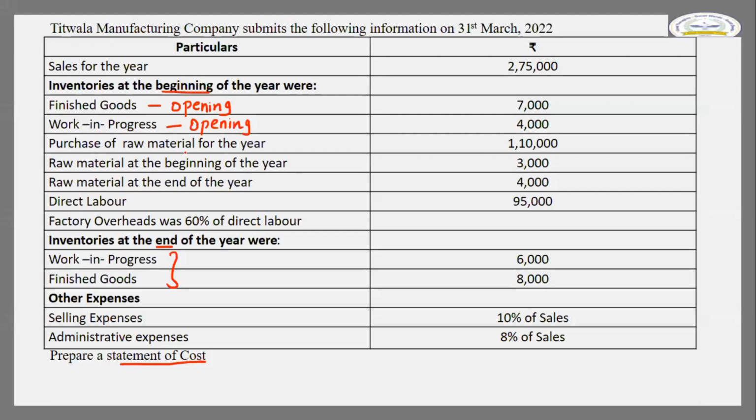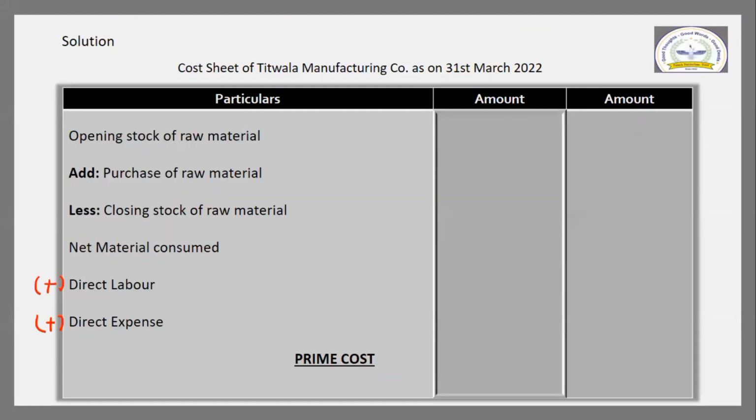Next is given purchases of raw material. Purchases of raw material for the year. This means this is going to go in raw material. So here we'll write purchases of raw material, and the amount is given 1,10,000 rupees. So we'll write 1,10,000 rupees in the inner column, because this is the format of opening stock of raw material, add purchases of raw material and less closing stock of raw material. Then we'll get net material consumed. That's why this information we are going to write in the inner column.